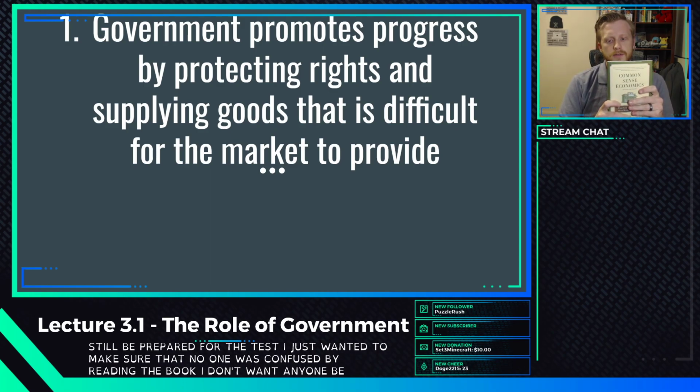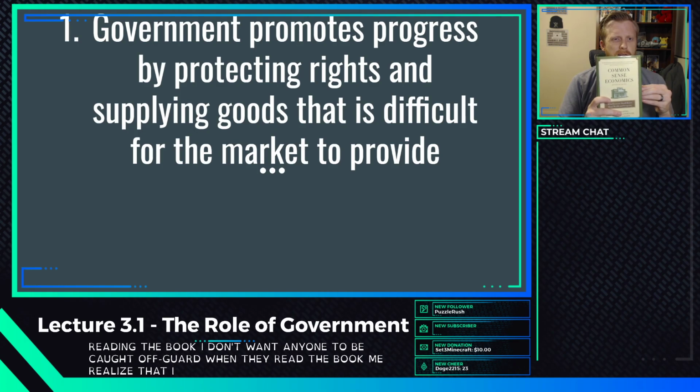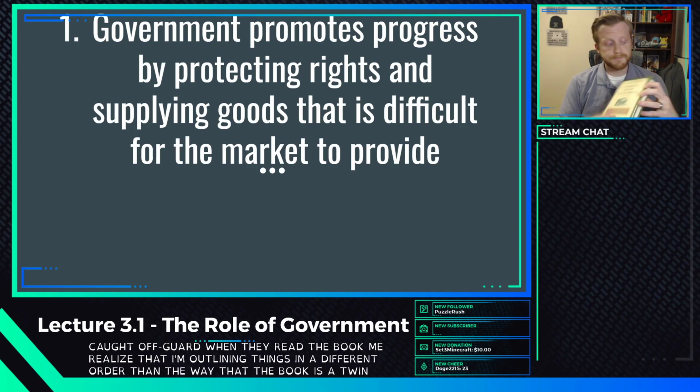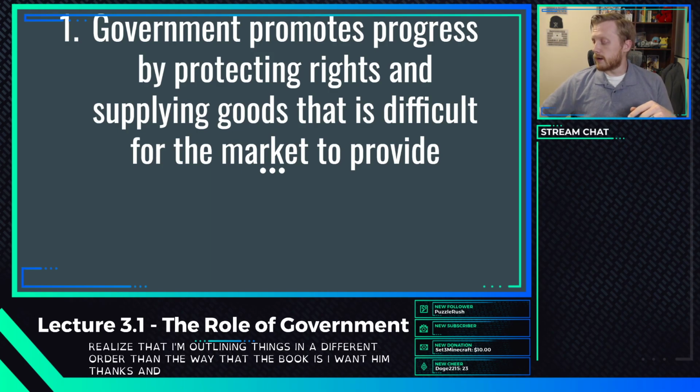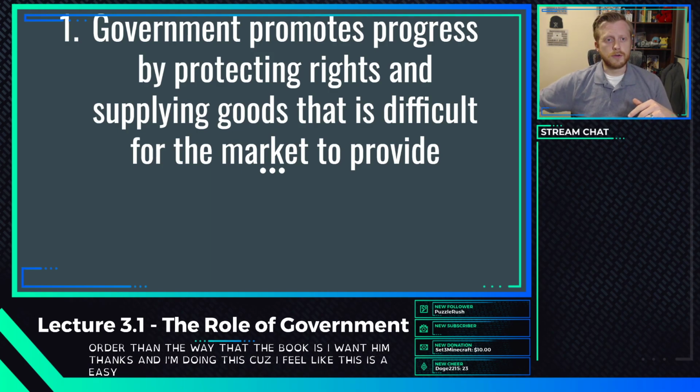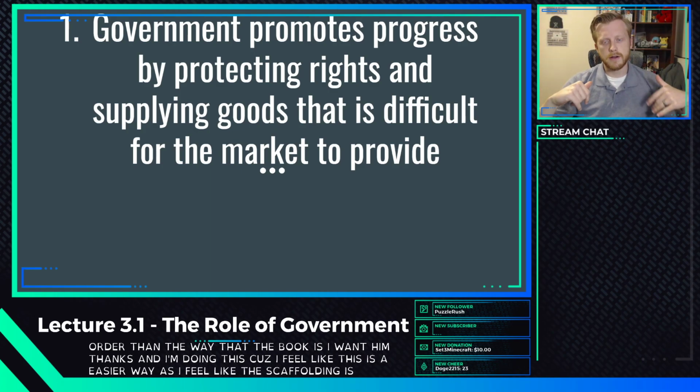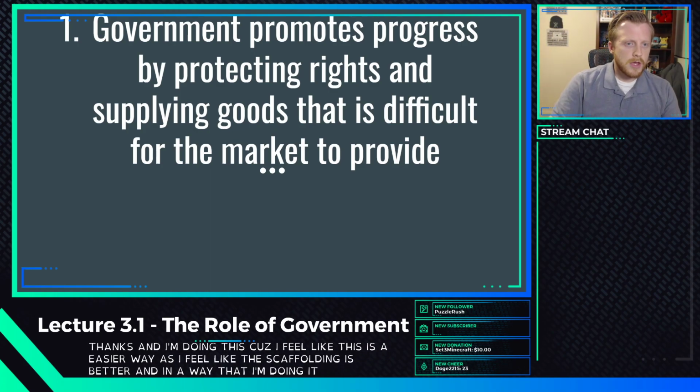I just wanted to make sure that no one was confused by reading the book. I didn't want anyone to be caught off guard when they read the book and realize that I'm outlining things in a different order than the way the book is outlining things. I'm doing this because I feel like this is an easier way to outline things, as I feel like the scaffolding is better in the way that I'm doing it.